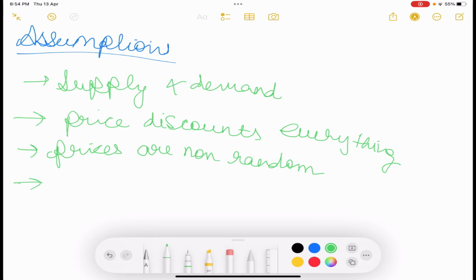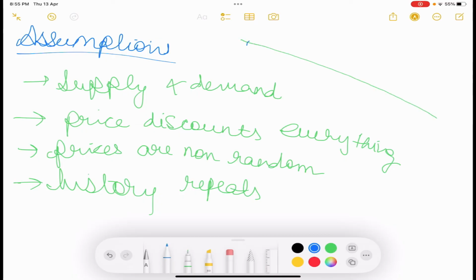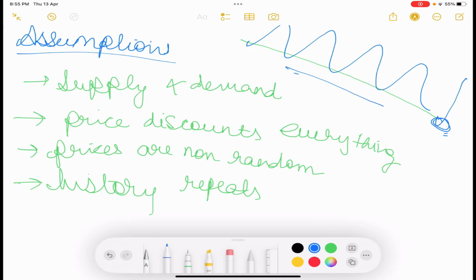Fourth, technical analysis assumes that history repeats itself. So this is the most important assumption. History repeats. Humans will behave similarly to the way they have behaved in the past. As we have seen, if this is my trend line and my stock is going here, I will assume that the next time the stock touches here, again it will go up. Why am I assuming this? Because that is what has happened in the past. So I'm assuming that in the future also this will happen. This is my most important assumption, that humans behave the same way they have behaved in the past.